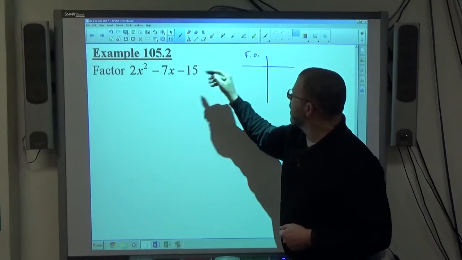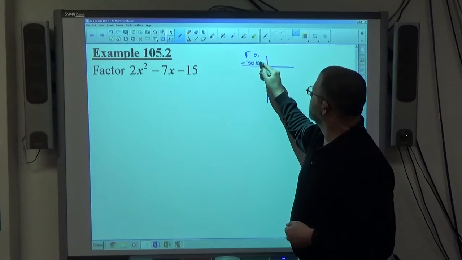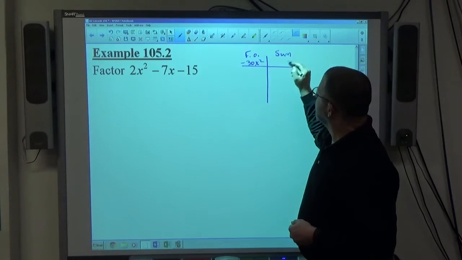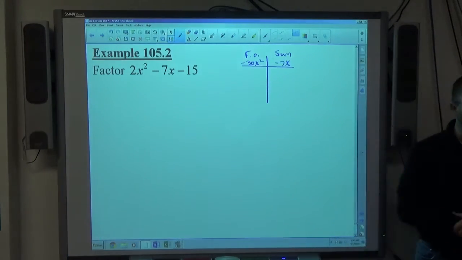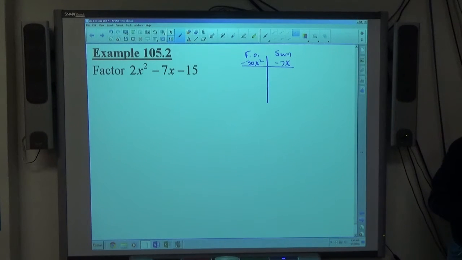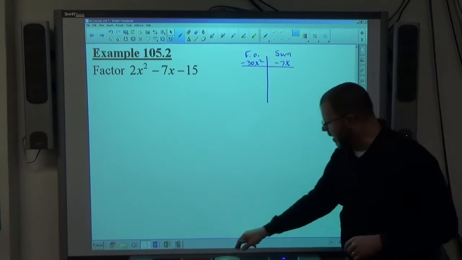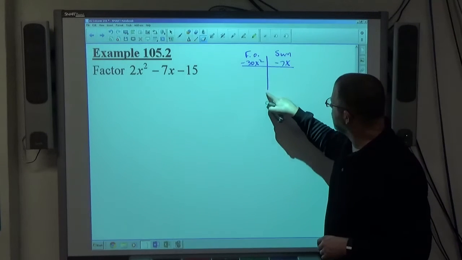2x squared times negative 15 is negative 30x squared. The sum of those factors should be negative 7x. Make sure you're concerning yourself with signs when you're doing this. We're looking for two numbers to multiply to make negative 30, add to make negative 7. What would those two numbers be?